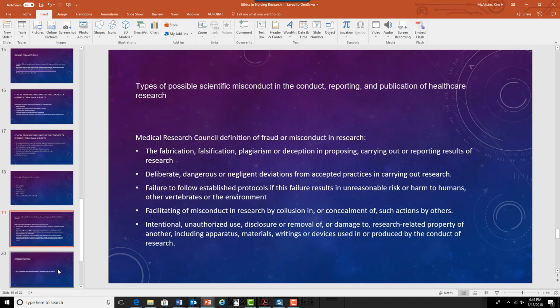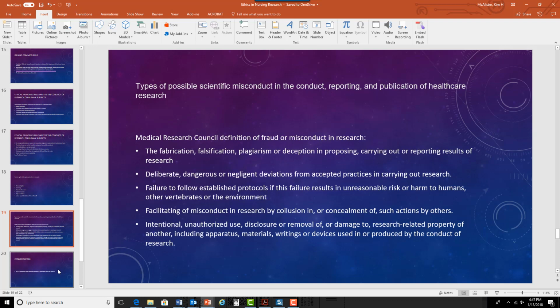Unfortunately, there are some people that do not conduct themselves in an ethical manner, and these are the most common types of misconduct that have been documented. If there is fabrication, falsification, plagiarism, or deception, basically if you lie about how you carried out the research, or you lie in reporting research, if you misrepresent what happened, that's considered fraud or misconduct.